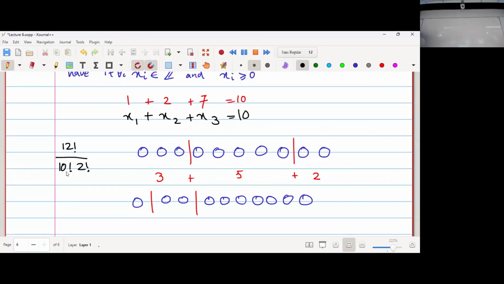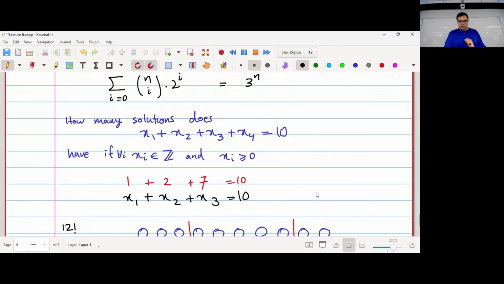And so the number of solutions to that equation, oh, so I have two types of letters. Imagine one letter is the ball, one letter is the bar. Okay, so I have two bars and I have 10 balls. So it's 12 factorial over 10 factorial 2 factorial.